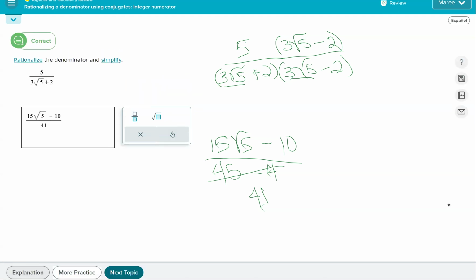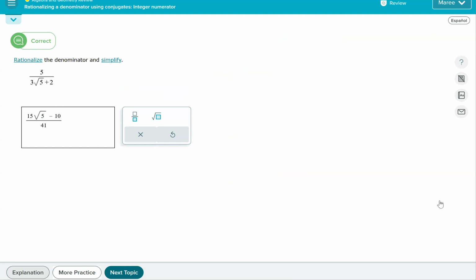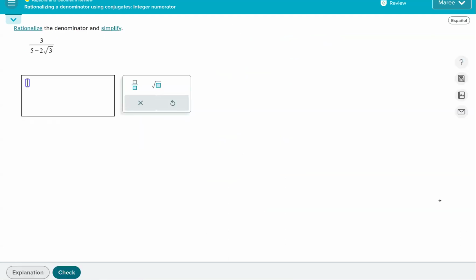All right, let's try another one. Okay, so we're going to multiply by 5 plus 2 root 3. So we're going to have 3 divided by 5 minus 2 root 3, and we're going to multiply both the numerator and the denominator by the same thing, but with the plus sign. So we have our 5 plus 2 root 3 in the numerator, 5 plus 2 root 3 in the denominator.